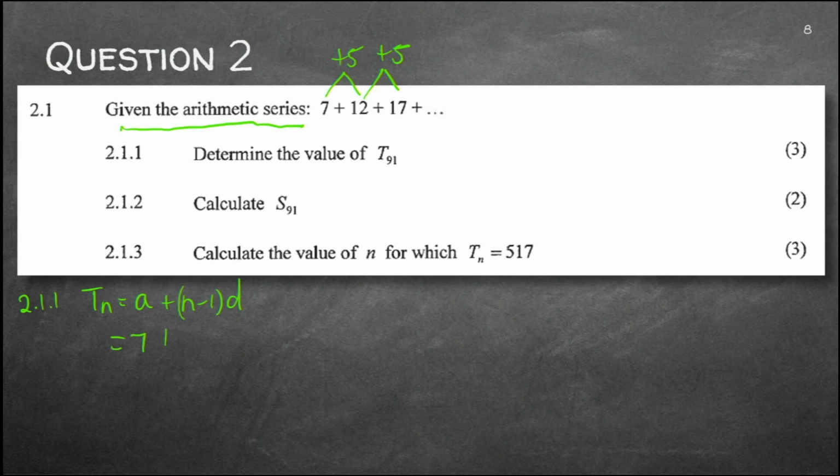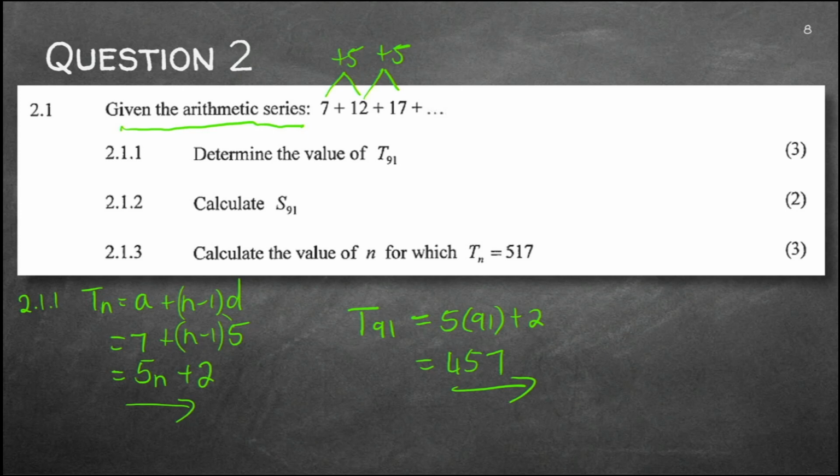So my a is 7 plus n minus 1, and my common difference, or constant difference, would be 5. Multiply the 5 in and you'll get 5n plus 2. That's the general term. So that implies that now we just need a calculator real quick. To calculate this value, we would have to say that T of 91 is actually equal to 5 times 91 plus 2. Quickly type it in, and we get 457.